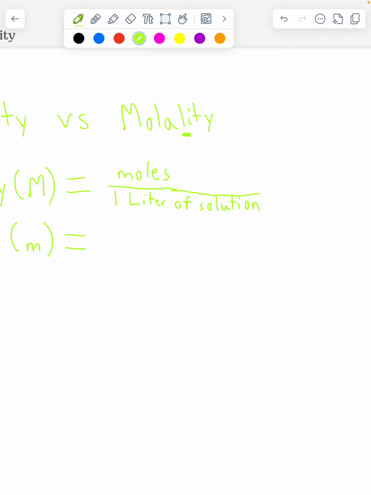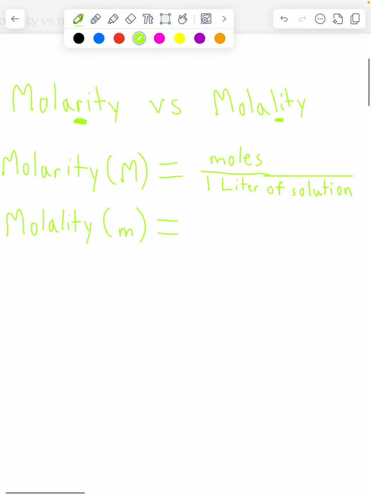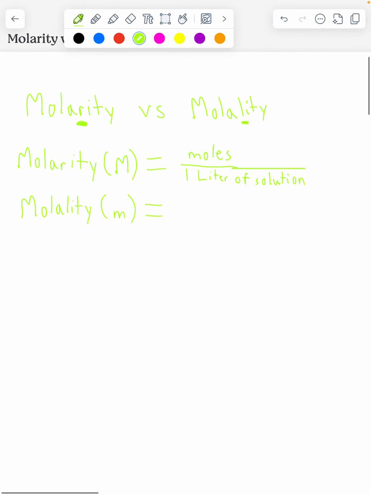Okay, and then molality, here I'm going to zoom out here. Molality is equal to moles of a substance per 1 kilogram of solvent. Okay, notice the differences here. So molarity is how many moles per 1 liter of solution. Molality, how many moles per 1 kilogram of solvent. Okay, again, very similar, slightly different.